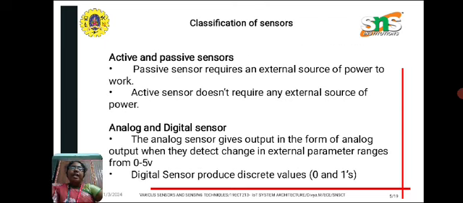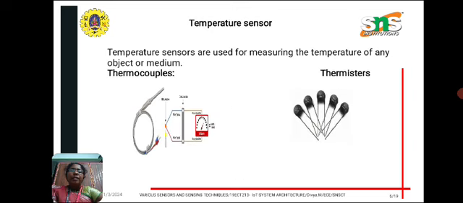In classification of sensors, we have active and passive sensors. A passive sensor requires an external source of power to work. An active sensor does not require any external source of power. And also we have another type of sensors like analog and digital sensors. An analog sensor gives output in the form of analog output when it detects changes in an external parameter, ranging from 0 to 5 volt. A digital sensor produces discrete values, either 0 or 1.